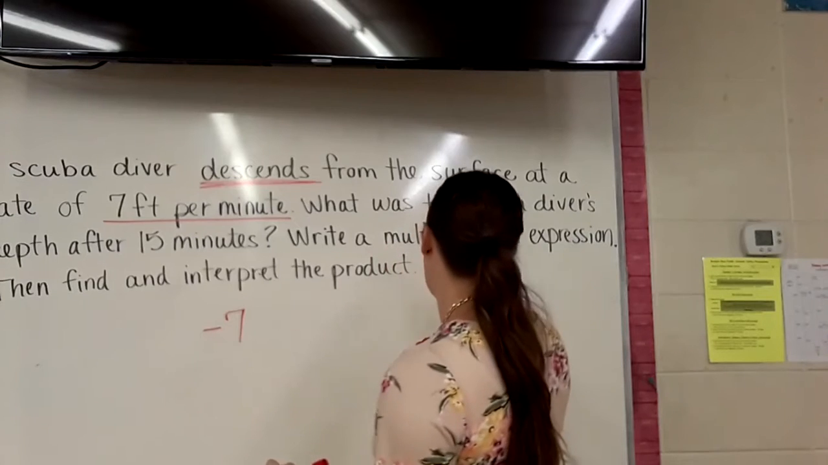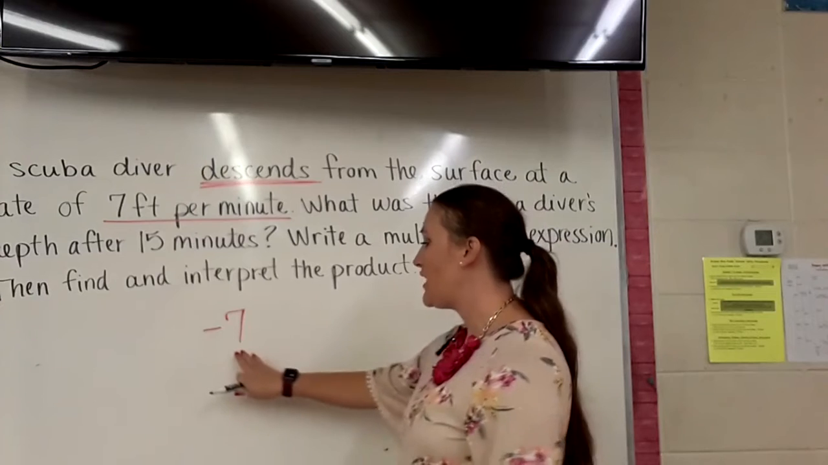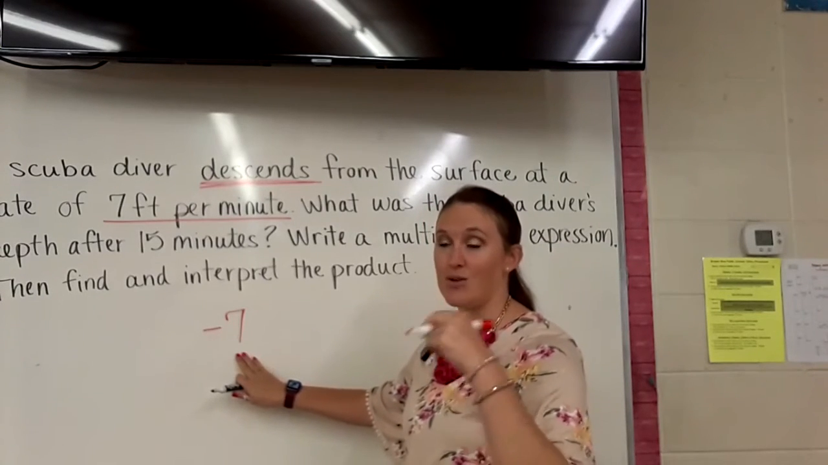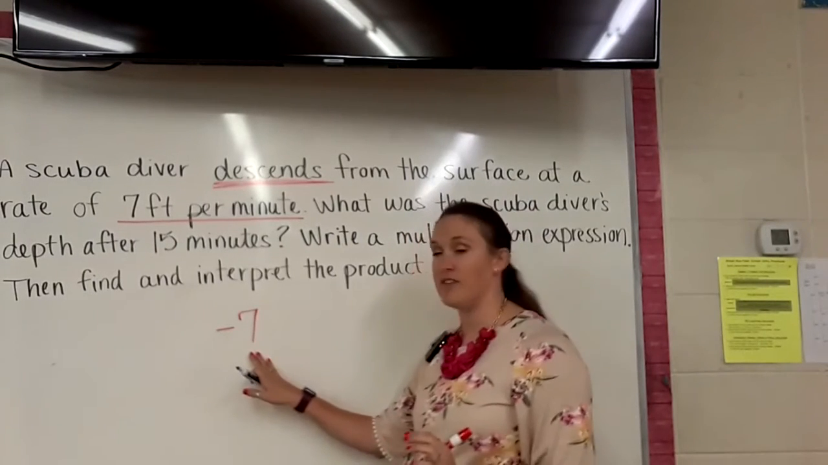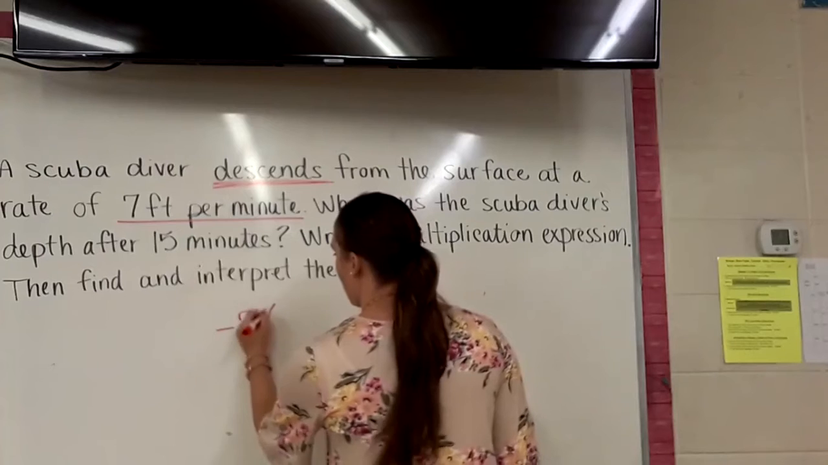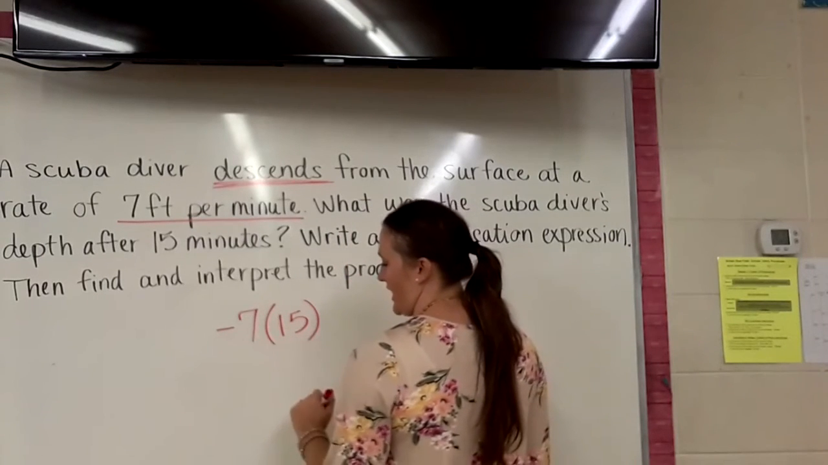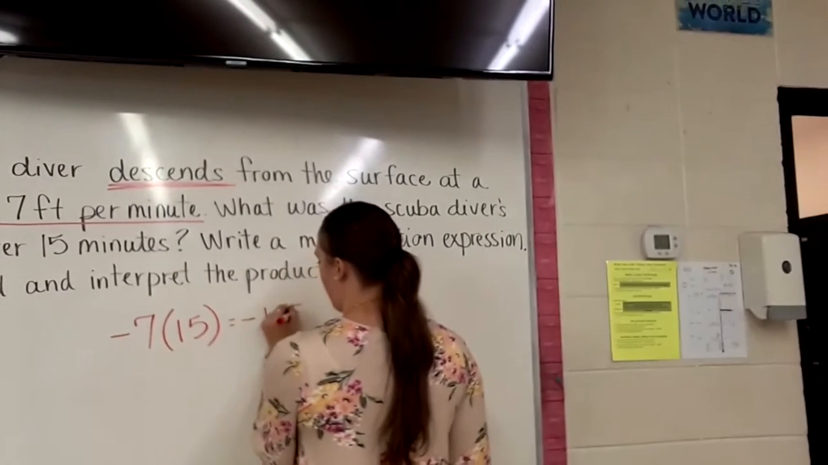Okay, then it says, what was the scuba diver's depth after 15 minutes? Well, we know he goes down 7 feet per minute. That means for 1 minute, each minute he goes down 7 feet. So when we're trying to find out for 15 minutes, we would take that and multiply it. We have a positive and a negative, so our answer is negative, and that is 105.